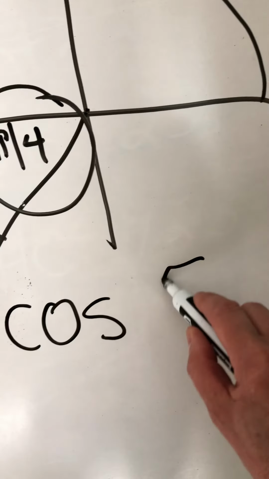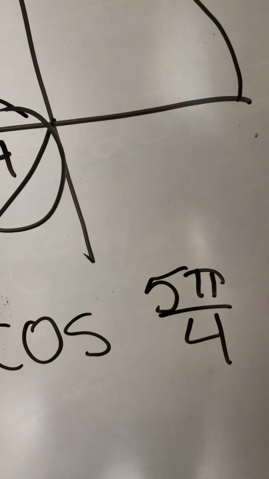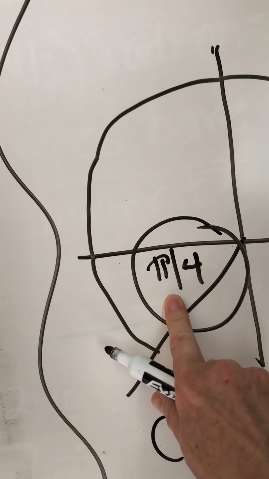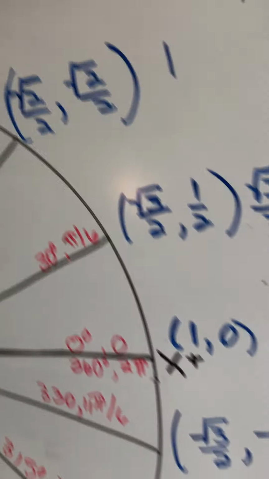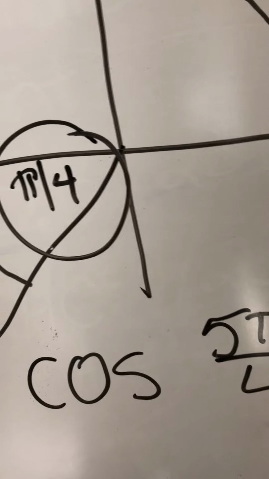Cosine of 5 pi over 4 then is equal to, first of all, let's do cosine of pi over 4. You will have that memorized, but let's look at our unit circle. That is a square root of 2 over 2. Excellent. I have the value.